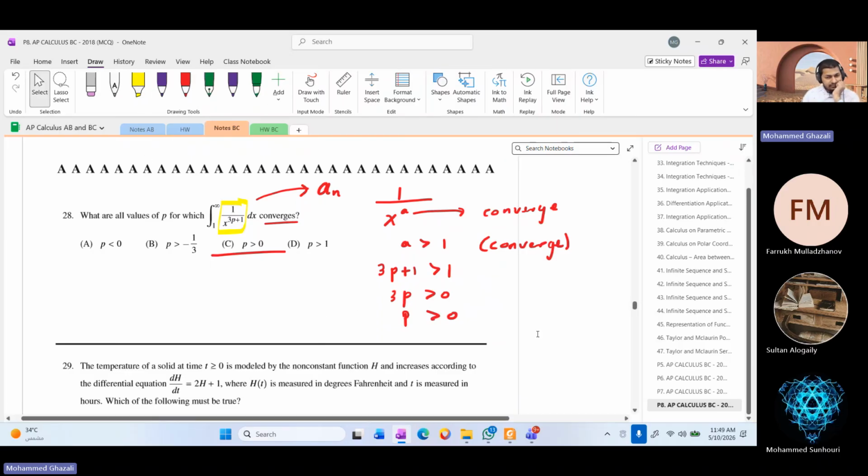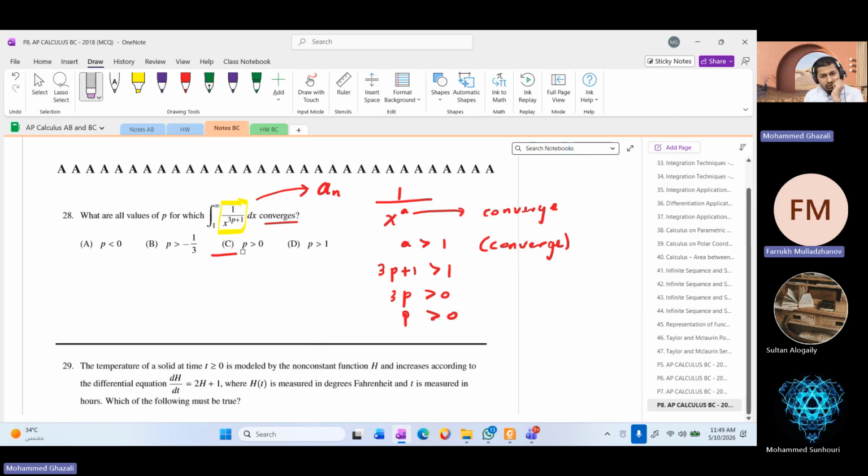Okay? Makes sense? You don't need to integrate. We're just talking about convergence.